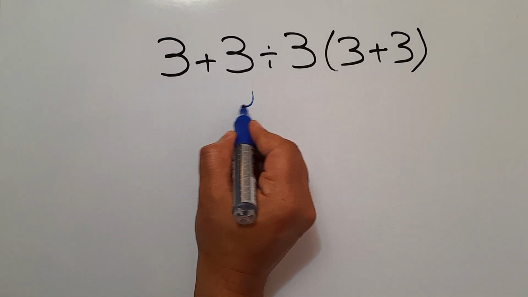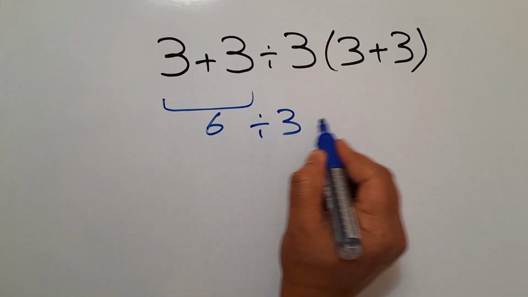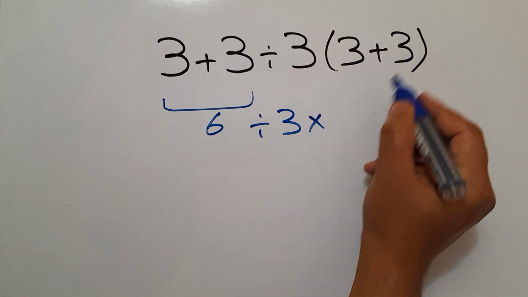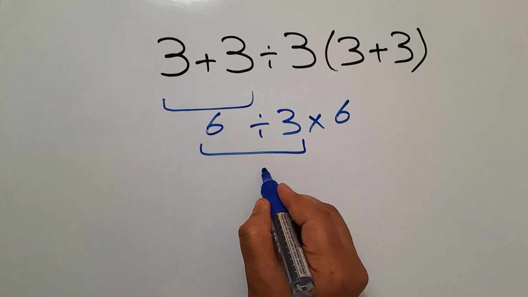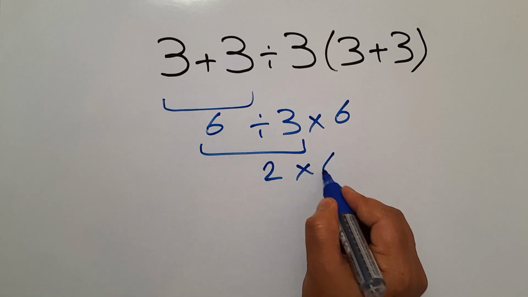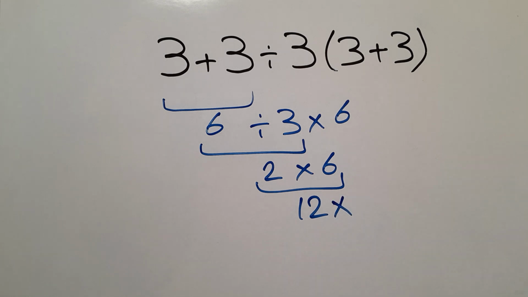3 + 3 equals 6, then divided by 3, then times (3 + 3), which equals 6. 6 divided by 3 is 2, and 2 times 6 equals 12. But this answer is not correct.